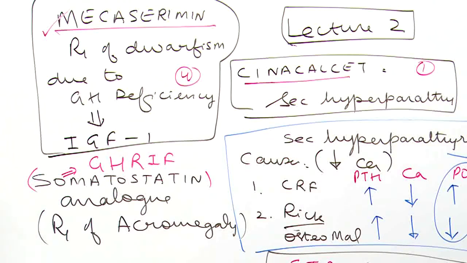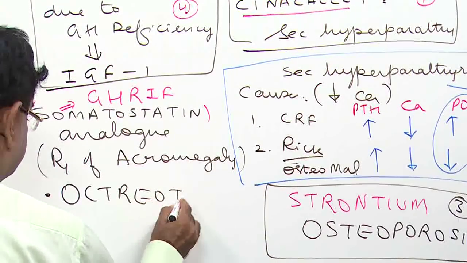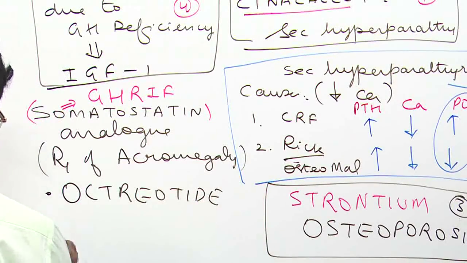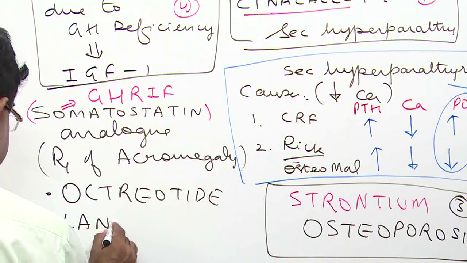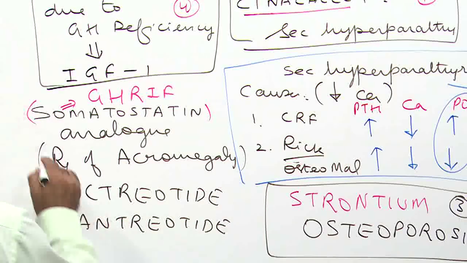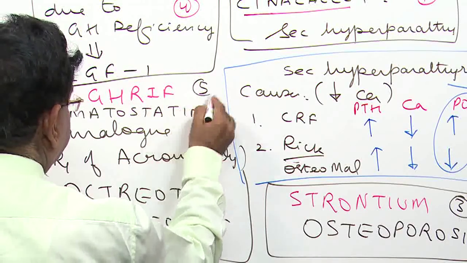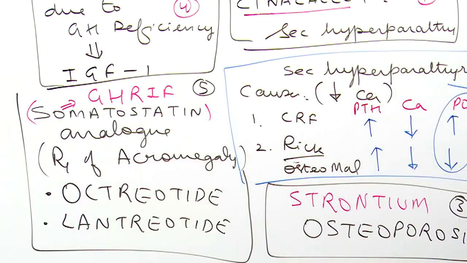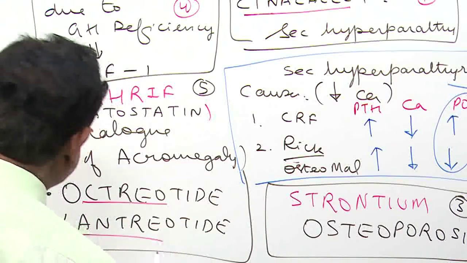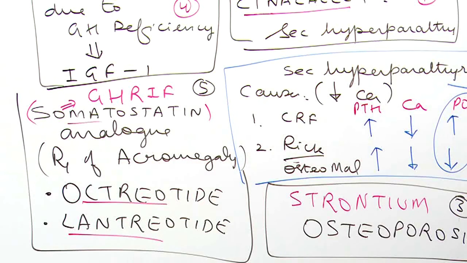The names of the drugs are octreotide, lanreotide. This is box number 5. Octreotide, lanreotide, they are the somatostatin analogs. So we use them in the treatment of acromegaly.